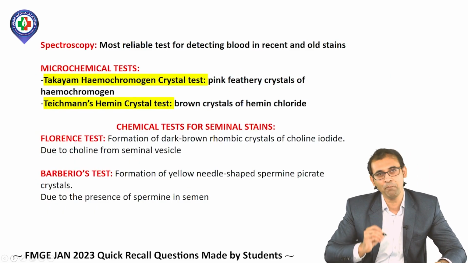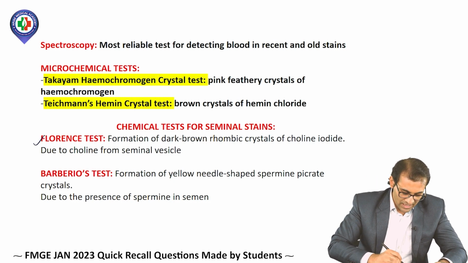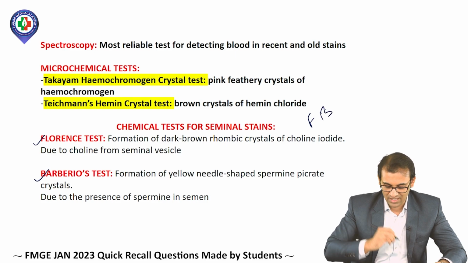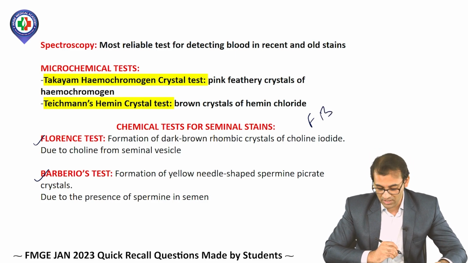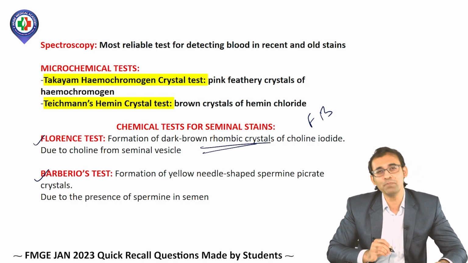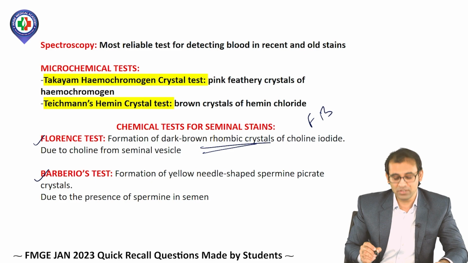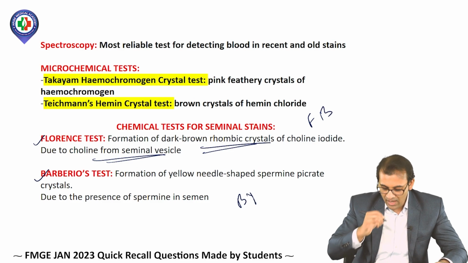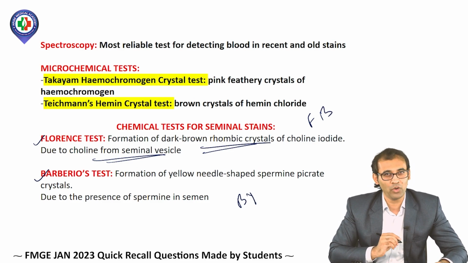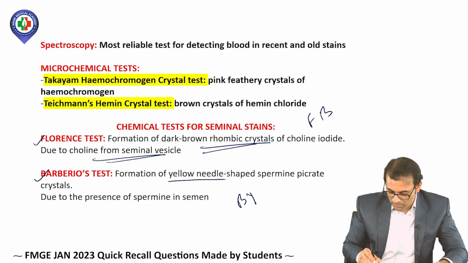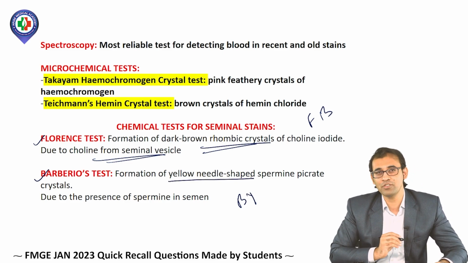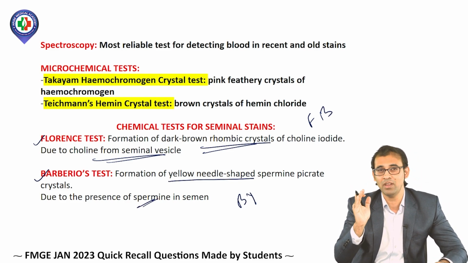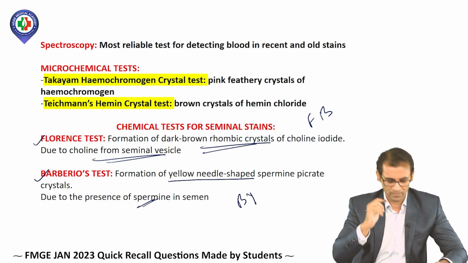Always remember some important points related to the Florence test and Barberio's test. The mnemonic is FB. In the Florence test, there will be formation of brown crystals, and this is because of the presence of choline from the seminal vesicle. Barberio's test, BY: here you are going to see yellow needle shaped crystals, and this is because of the presence of spermine. So remember, the Florence test and Barberio's test are related to seminal stain, repeatedly asked questions.